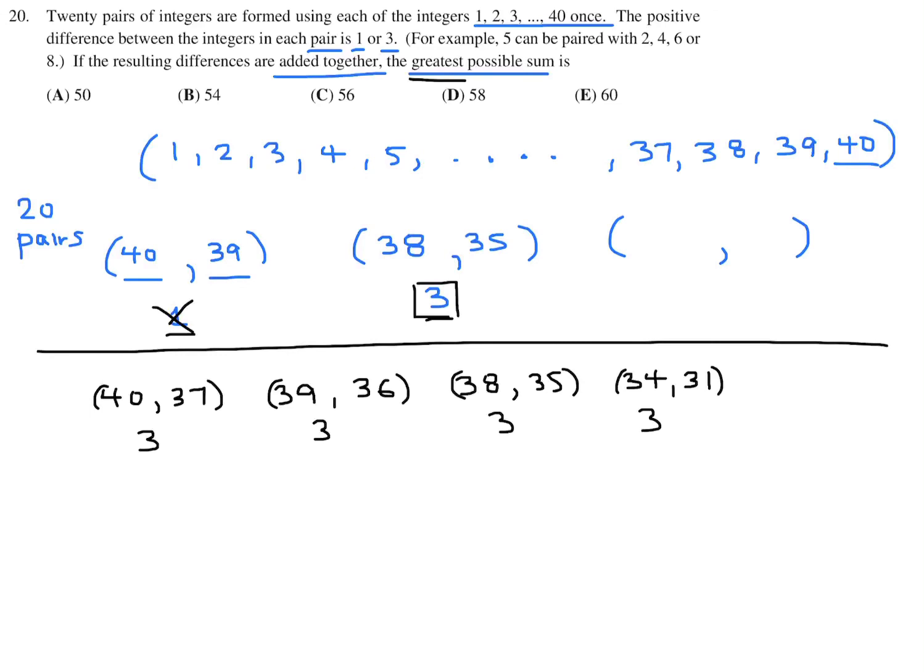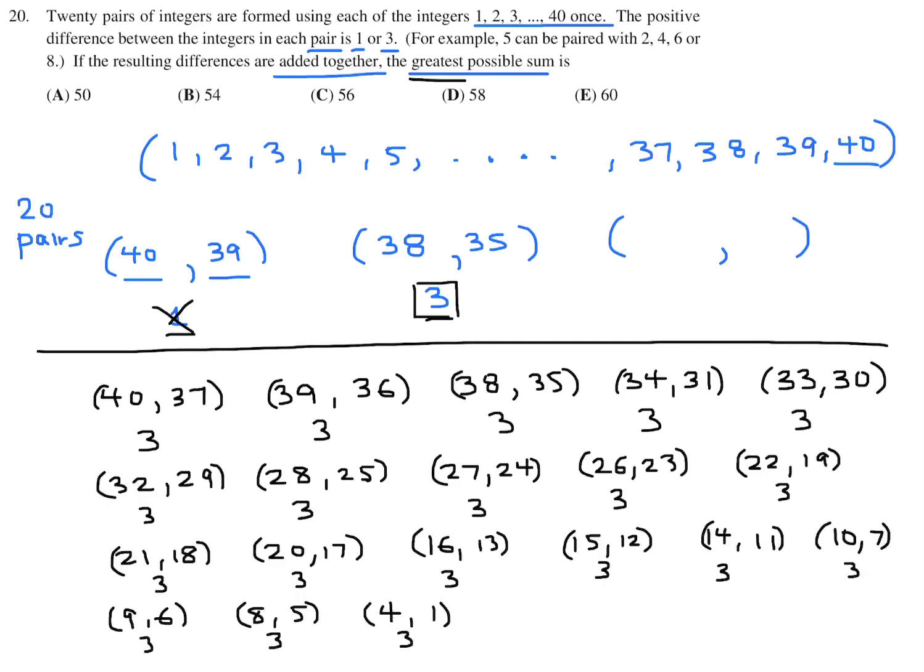Okay, I'm not going to draw them all out. You can if you want, if it helps you understand the question better. But maybe you know what? I will. It'll help you understand the question a little bit better. So 33 and 30, the difference is 3, and so on. So I've written them all out for you, and you can see for each pair the difference is 3.